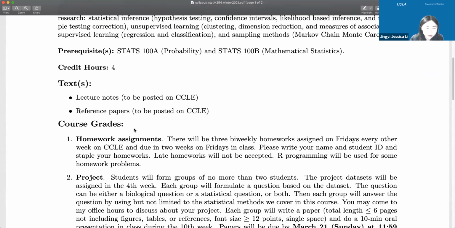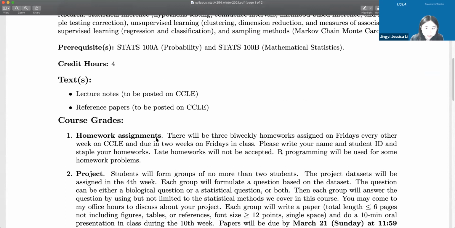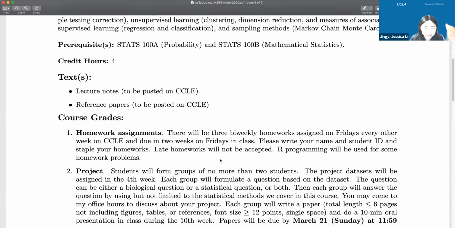Our course grades are based on homework assignments. They will be bi-weekly. I anticipate that there will be 3 bi-weekly homework assignments, each due in 2 weeks. Because we are doing remote teaching, every homework will be submitted electronically. Please compile your homework into one file, including your writing, your answers, and your programming code, so that our reader can grade your homework by referring to your code if needed.